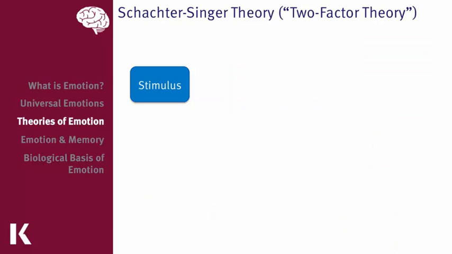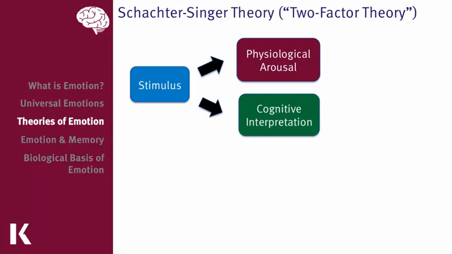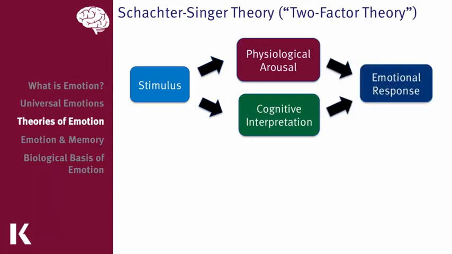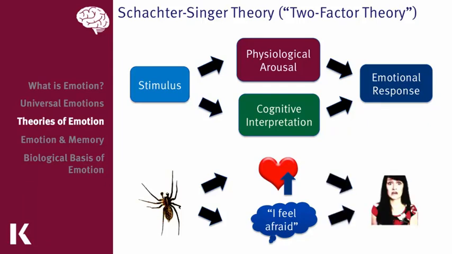And finally, the third theory is the Schachter-Singer theory, also called the two-factor theory. This theory believes that once you see a stimulus, you have 2 simultaneous responses, a physiological change as well as a cognitive interpretation. And it's these 2 responses that come together to create your emotional response. So upon seeing a spider, we would have some form of physiological change, such as an increase in heart rate, and we would also be cognitively aware that we are afraid of the spider. And according to the two-factor theory, it's these 2 responses that come together to create our emotional response.